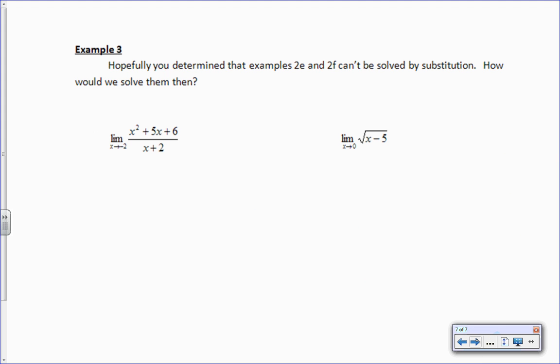So example 3 is saying, okay, well, hopefully we determined that 2e and 2f can't be solved by substitution. Well, how would we solve them then? Well, in this one here, and again, we're going to review some of this stuff before we go on too far. Obviously, x plus 2 is a problem. So we have to find out if it's an asymptote or if it's possibly a hole. Who remembers how you find out if it's possibly a hole? And what creates a hole, sometimes called a removable discontinuity?